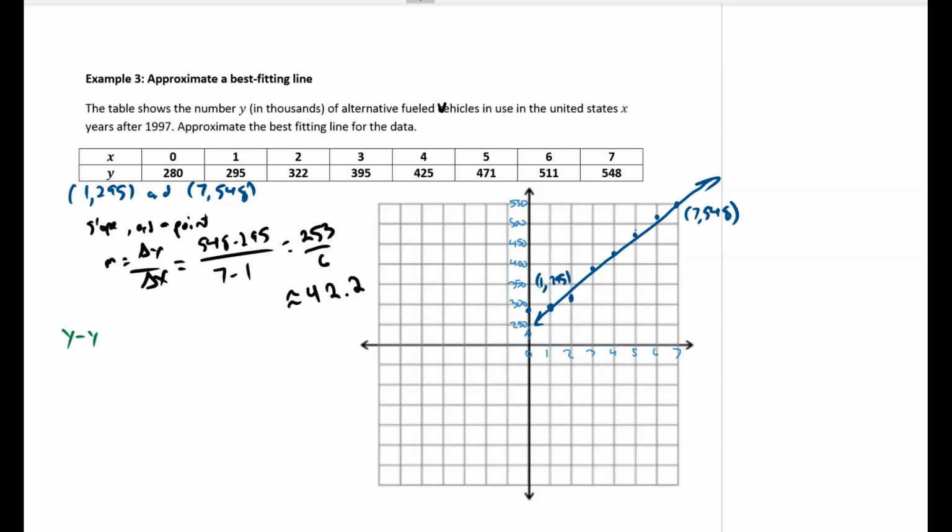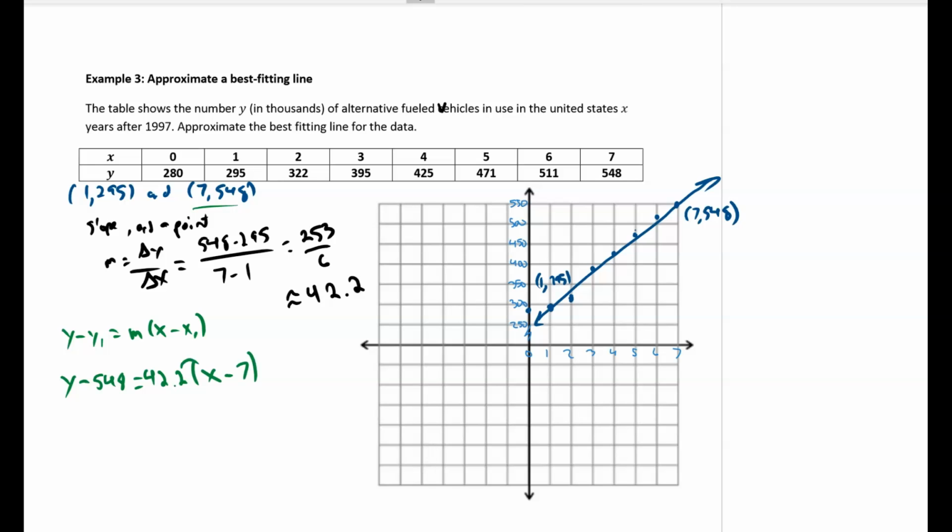Remember, y minus y1 equals m times x minus x1. Just plug in your information. So I have y minus y1. Choose either point value, it doesn't matter. I'm going to choose this value here. So my y value then becomes 548, subtract that y value. It's equal to your slope, which mine was about 42.2, times your x value, minus x1, which is 7 in this case.